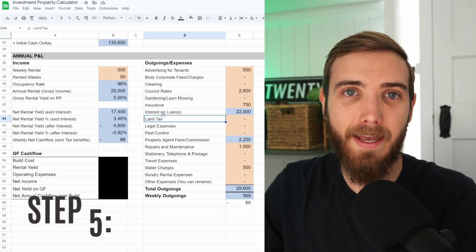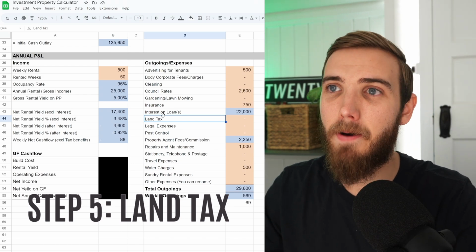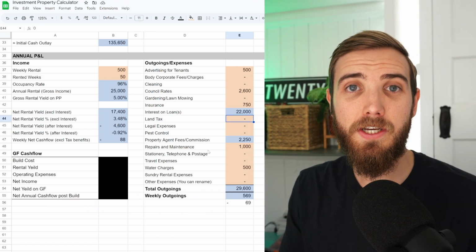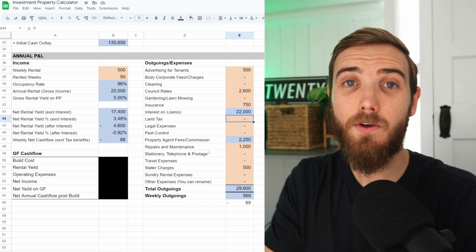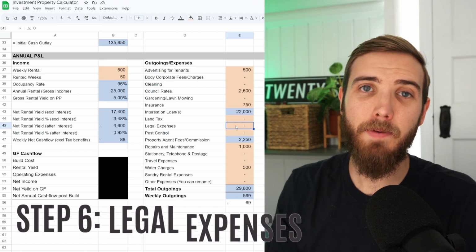You might need to think about land tax. Now, there are ways to plan and manage your land tax, and I've done videos on that in the past. But depending on your situation and the structures that you're using, you might need to look at budgeting for some land tax expenses. Now, the next one is legal expenses.